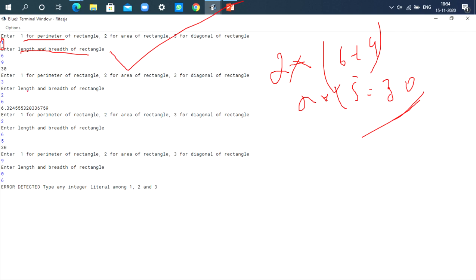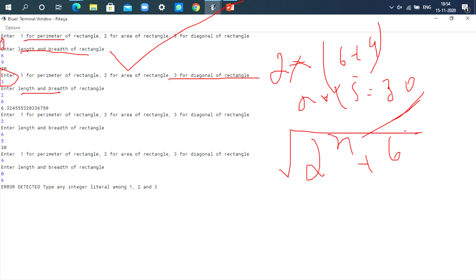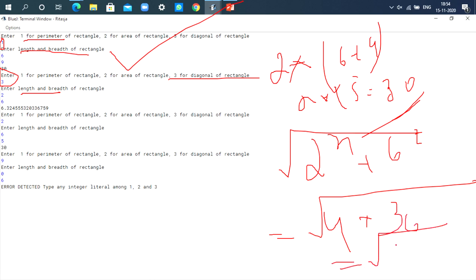Next, I entered 3. What is 3? Diagonal. It asked for the length and breadth. So 2 and 6. Root of 2 square plus 6 square. It is root of 4 plus 36, which is root of 40. Root of 40 is 6.32455 and so on.